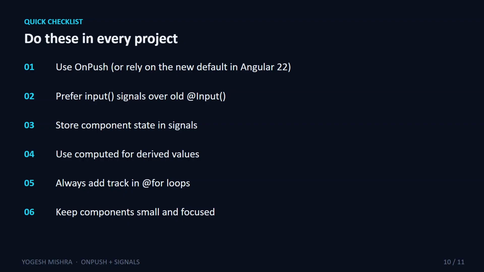Here is a short checklist you can follow in every project. Use OnPush, or rely on the new default if you are on Angular 22. Prefer the new input signals over the old Input decorator. Store component state in signals. Use computed for any derived values. Always add track when you loop over lists, and keep your components small and focused. These simple habits make a big difference.